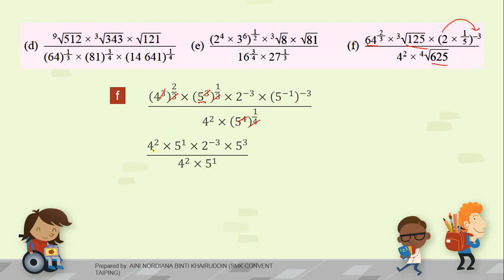Then you get 4 square, 5 to the power of 1, times 2 to the power of 3, times 5 to the power of negative 1 times negative 3, which is 3. 4 square times 5 to the power of 1. So cancel out this because this is the same amount. This one also. So here I put in the denominator because this is negative. So this is the final answer.